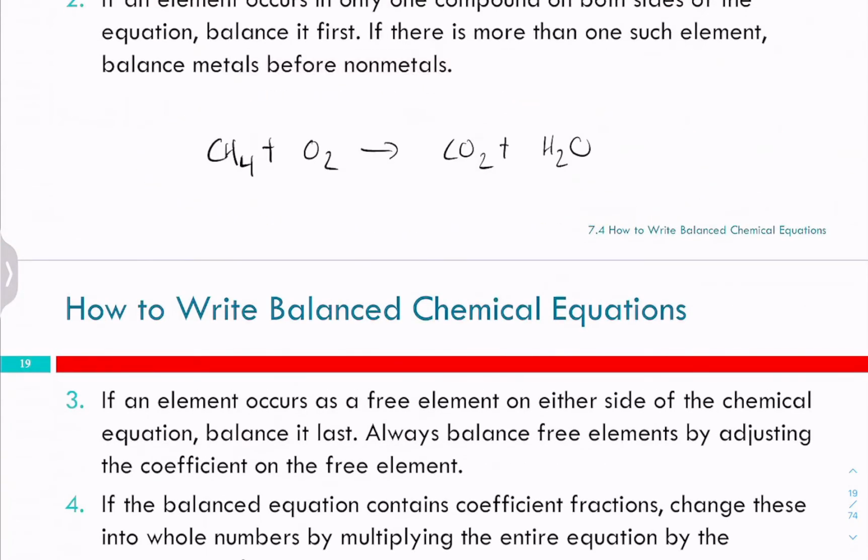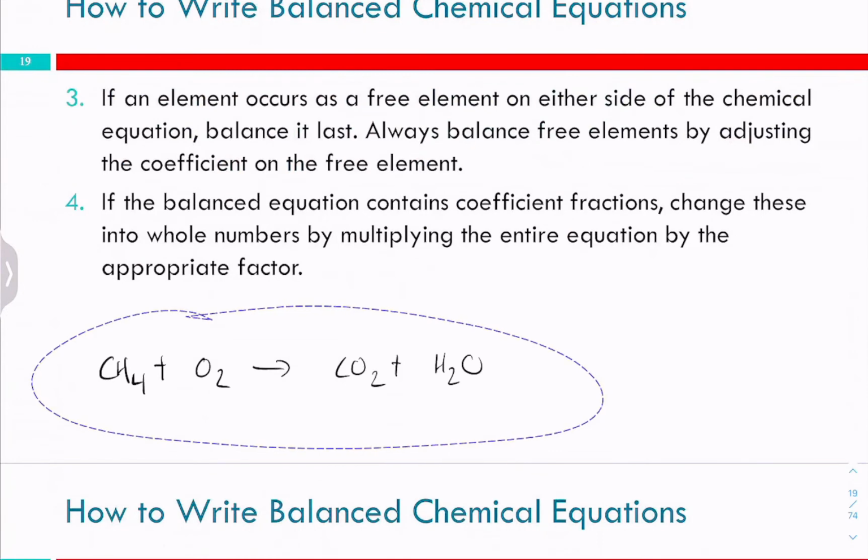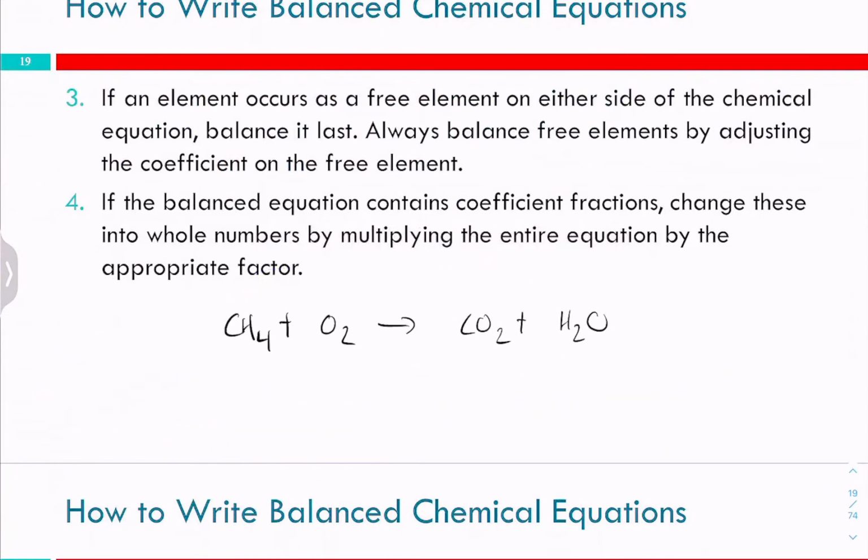Copy that down here. If an element occurs as a free element on either side of the equation, balance it last. An example in this reaction is oxygen. Oxygen there exists as a free element. It is O2, but it's oxygen. It exists as a diatomic, right? It's one of the Brinkelhoff diatomic elements.